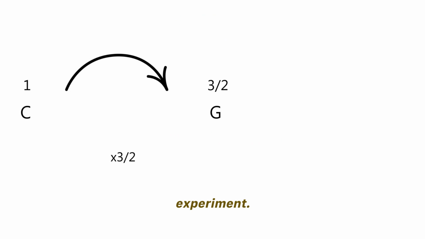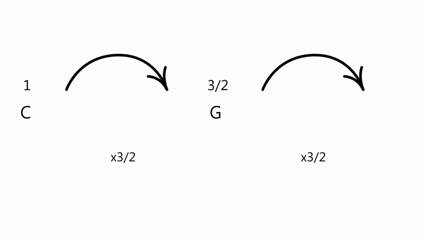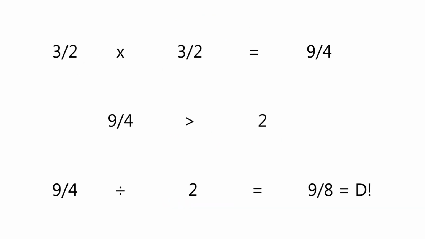Now here's the experiment. Start with C, then multiply its frequency by 3 halves. This gives us G. Now do it again. But 9 over 4 is greater than 2. That means this note has moved beyond our original octave, so we divide it by 2 to bring it back down. This note is D.